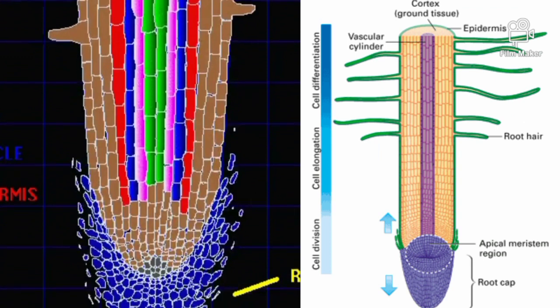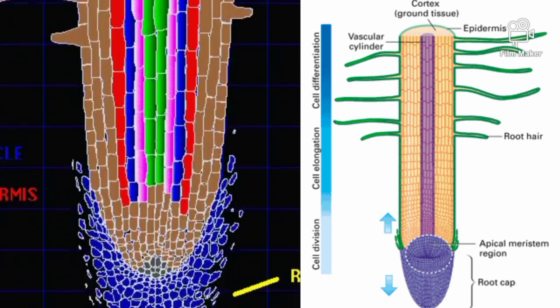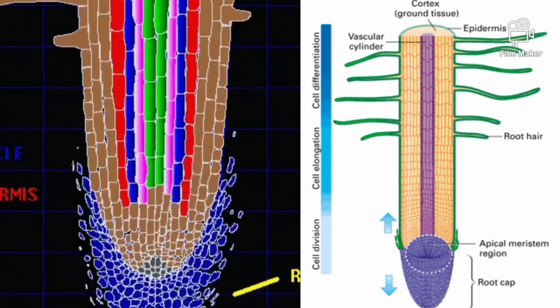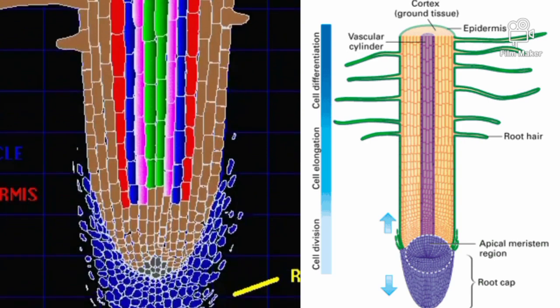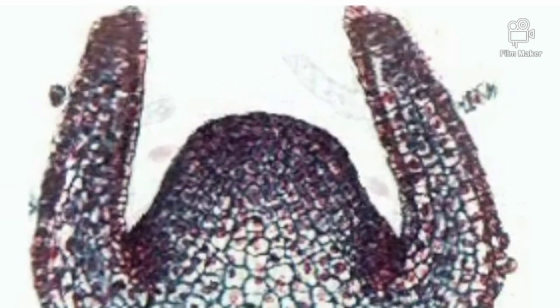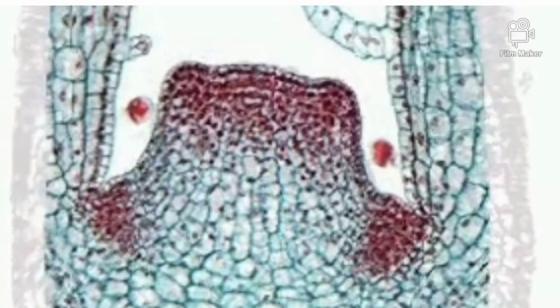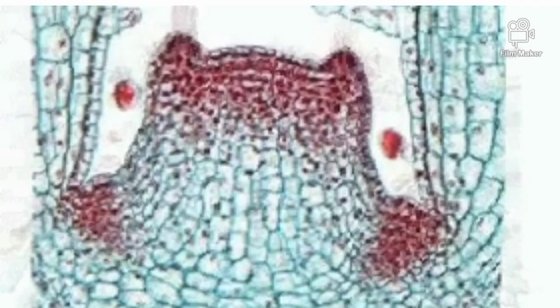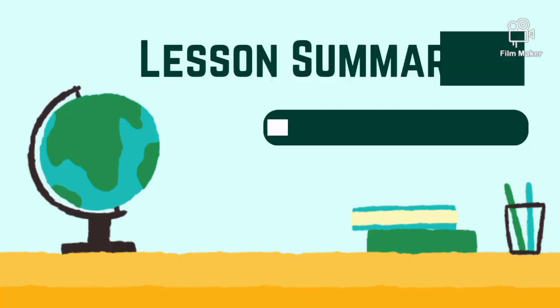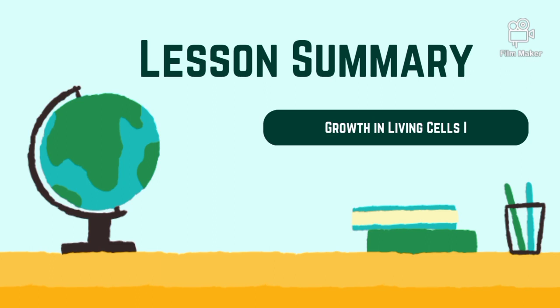The root tips contain the root apical meristem. The nodes of plants contain intercalary meristem, while the lateral sides of the root and shoot contain lateral meristem. Let's look at the summary of what we have learned so far in this lesson.